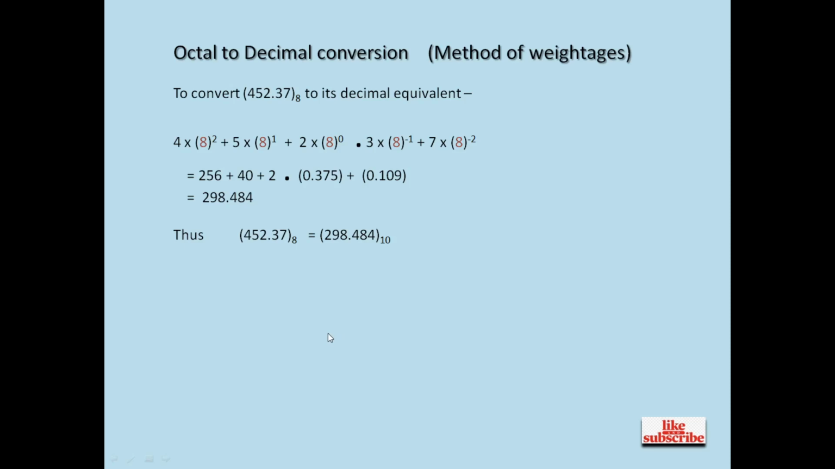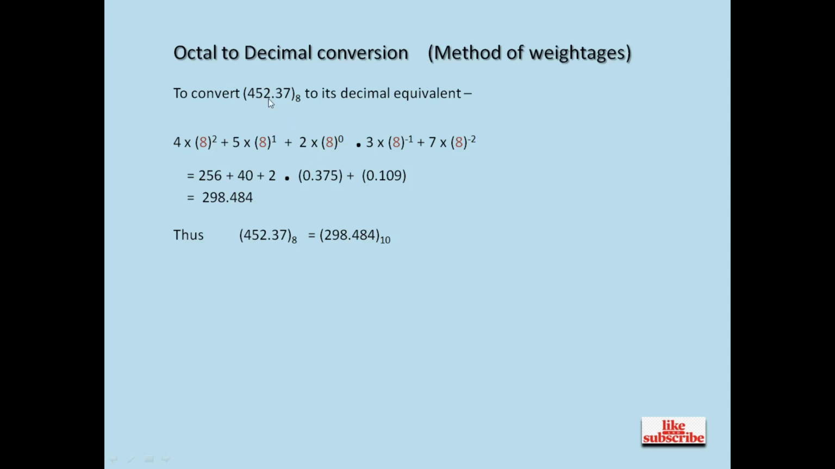Octal to decimal, that means the reverse conversion now. Let us consider an octal number 452.37 and convert it to its decimal equivalent. So what is done? We have seen in the binary number system also, the method of weightages. We have to calculate the individual weightages of these individual digits. And how are the weightages calculated? By multiplying the digit by the power of the radix. Here the radix is 8.